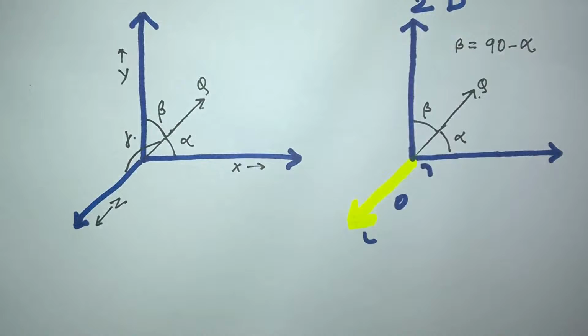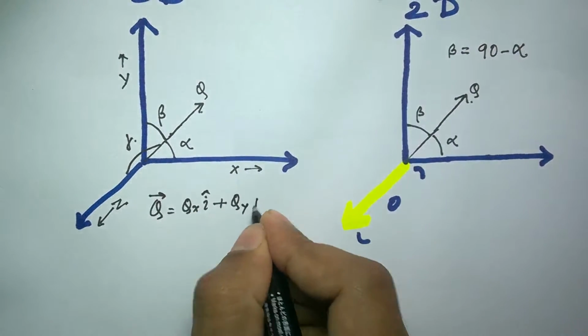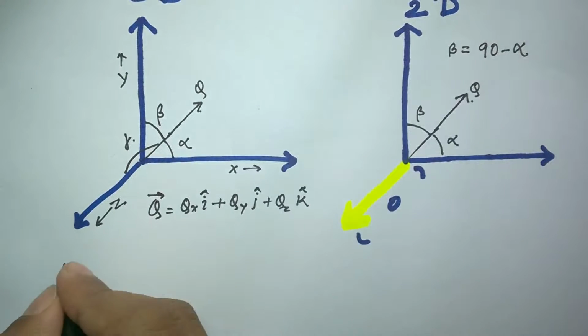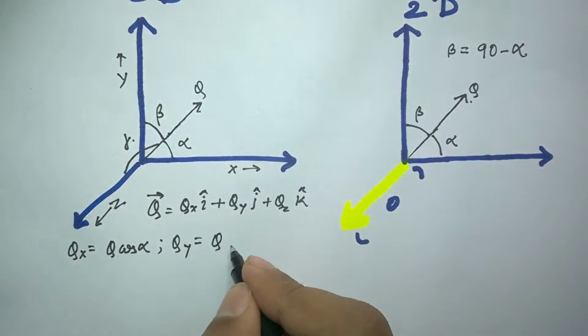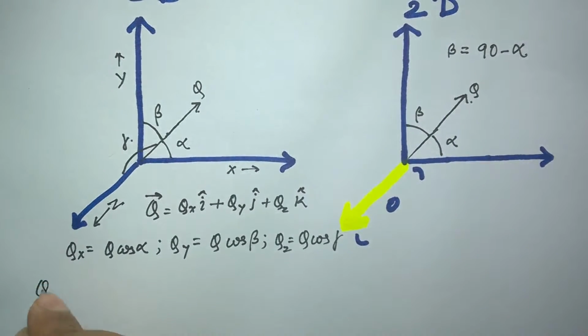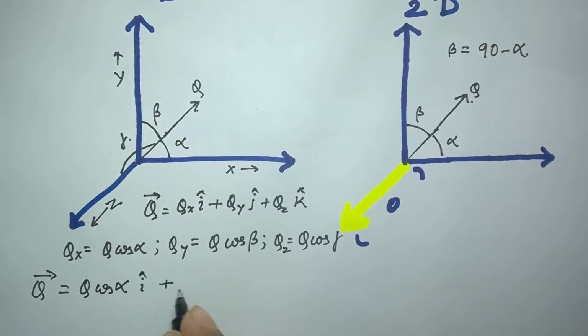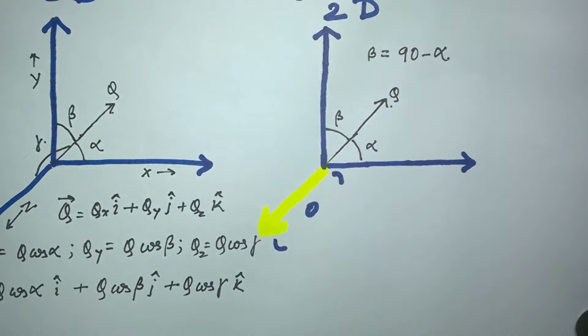For 3 dimensions, the equation can be written as follows: qx, qy, and qz as the components of the vector along x, y, and z axes respectively. And the full equation can be written with the components, where i, j, and k are unit vector notations along x, y, and z axes.